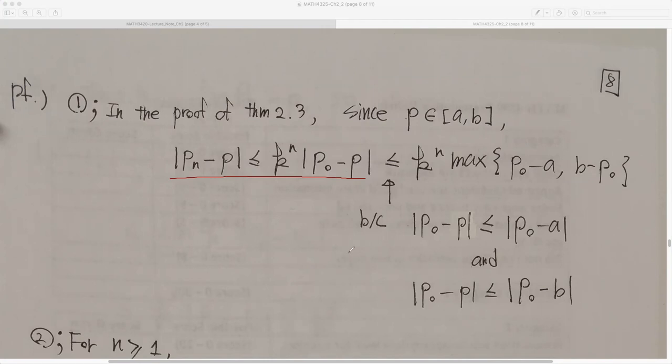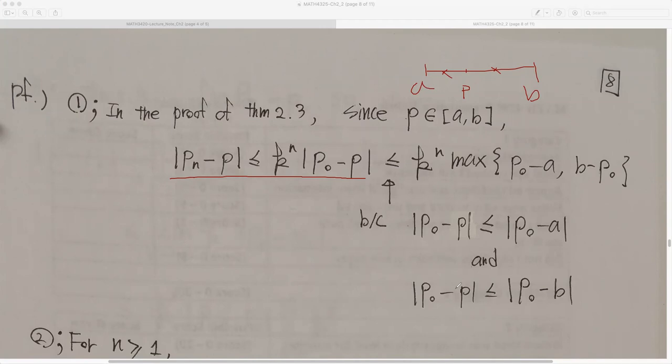Now P_0 minus P is bounded by P_0 minus a, because P belongs to [a, b]. So here's a, and here's b. P may be somewhere between a and b, so a is less than P. So the distance between P_0 and P must be less than or equal to the distance between P_0 and a, because P_0 is maybe somewhere right here or right here, anyway between a and b, right? Okay. So now then, let's see.